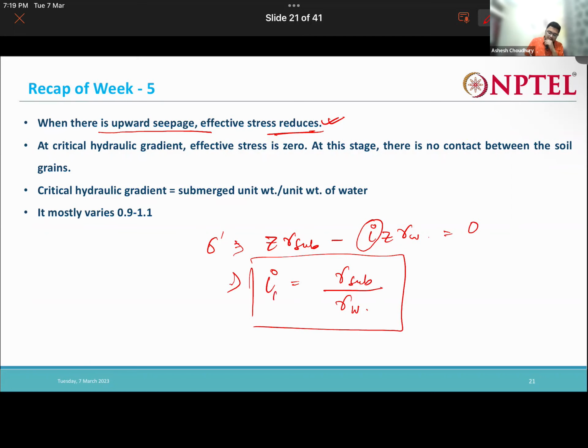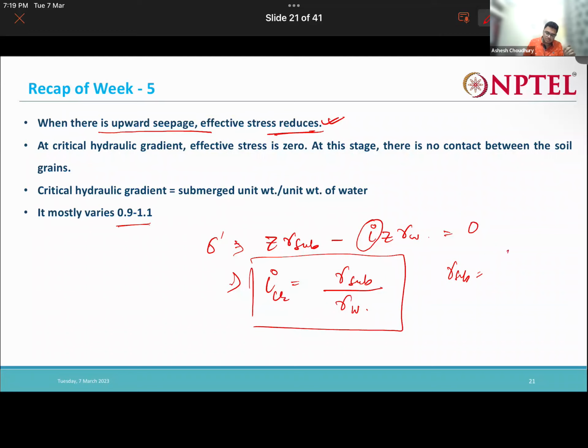We need to always make sure that my hydraulic gradient is away from this critical hydraulic gradient. For most soils, the critical hydraulic gradient varies from 0.9 to 1.1. So how do we get this? It depends on the gamma submerged value. Do you know what the gamma submerged value is?